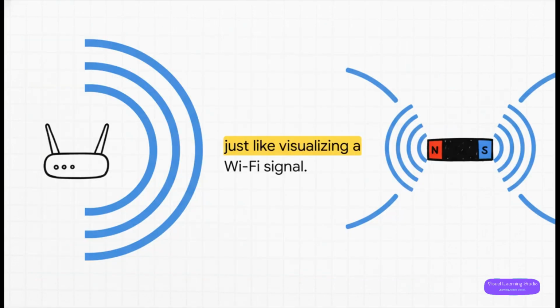Okay, so how do we see this invisible energy? Well, physicists came up with a really clever tool. These imaginary things called magnetic field lines. Now, they're not actually lines floating in space. It's kind of like your Wi-Fi signal. You can't see it, but it's there. These lines are just our way of drawing a map of that invisible field.